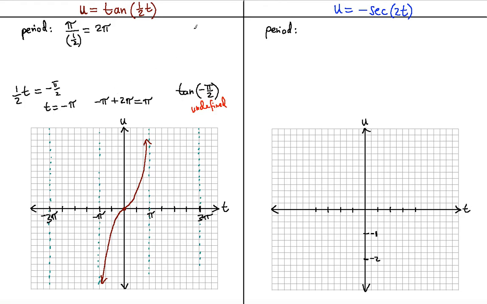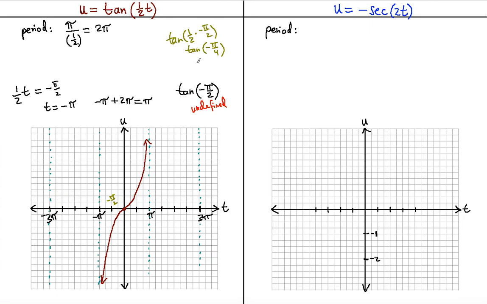Right? Let's just play around with it. Tangent of, plug in negative pi over 2, which is right in the middle between 0 and negative pi. This is negative pi over 2, right? If you plug this in, you will get tangent of negative pi over 4.